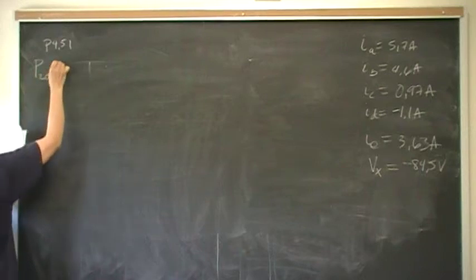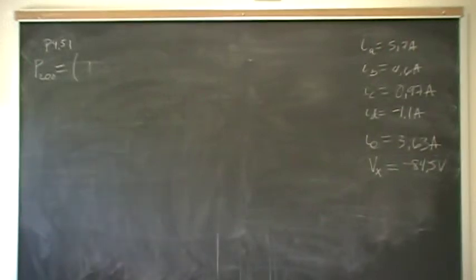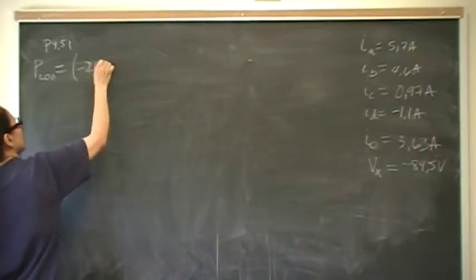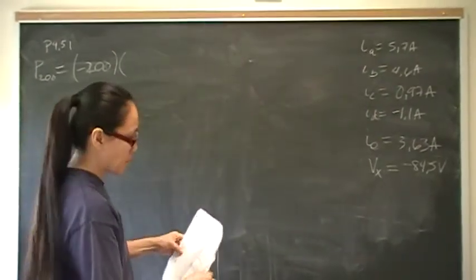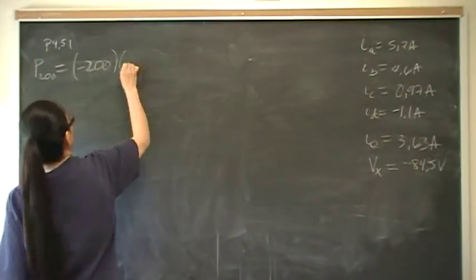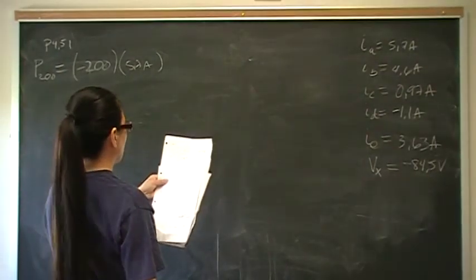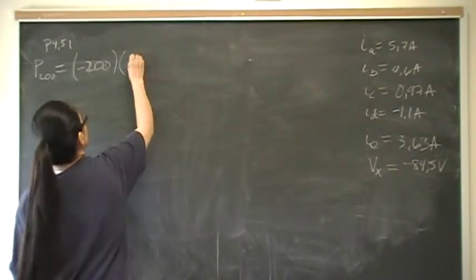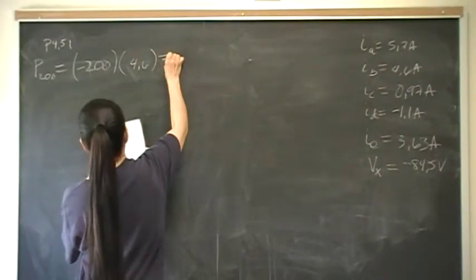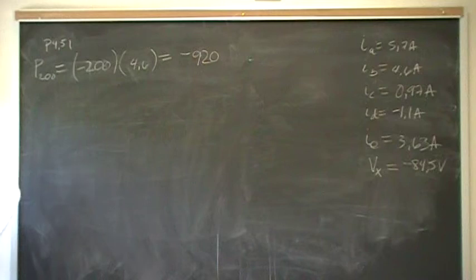Power of the 200 volt independent voltage source, that's just V times I. The current is entering the negative terminal, so that tells me the V is negative 200 volts, and the I is going to be IA. Wait a second, IB, pardon me, that's IB. So IB is 4.6 amps. So that's going to give me power of negative 920 watts. Negative power means that the circuit element is generating power, developing power.